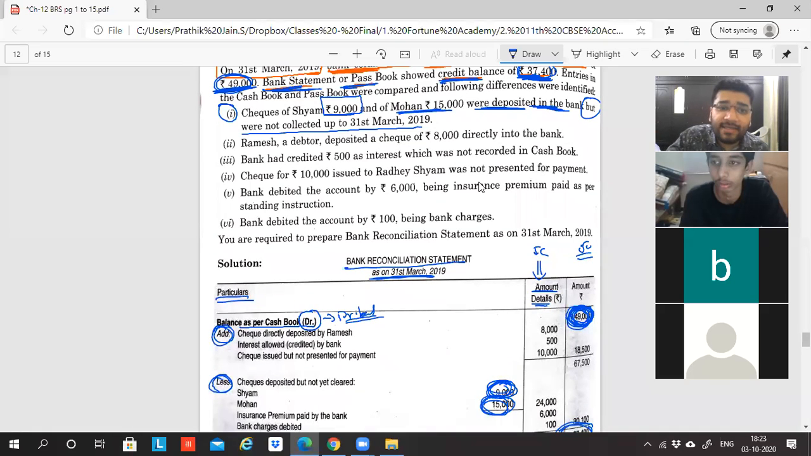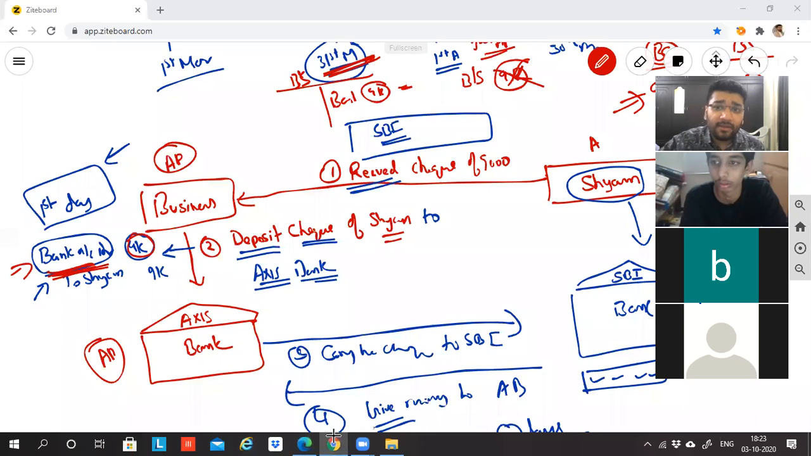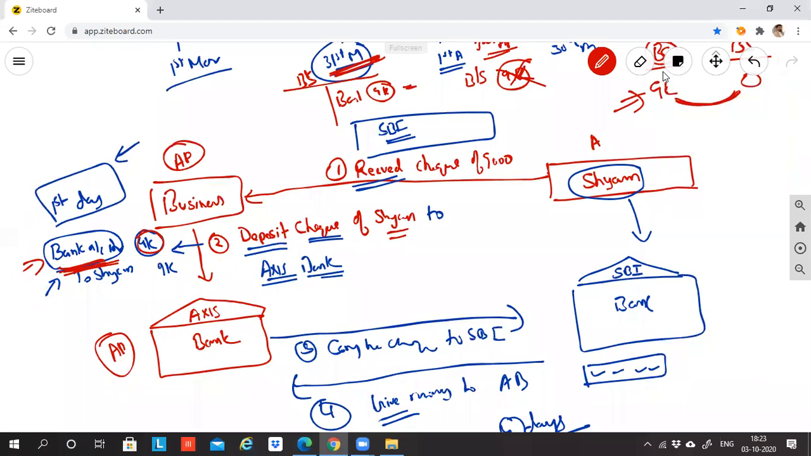The next question, it says that Ramesh is a debtor who deposited a check of 8,000 directly into the bank. Now what this customer is doing, unlike Sham, what did Sham do? Sham gave the check to the accountant. I went and deposited the check in the bank. But this Ramesh is not giving the check to the accountant. He's going and directly depositing the money in the bank account. That is basically what is happening is, so let's say this is business.